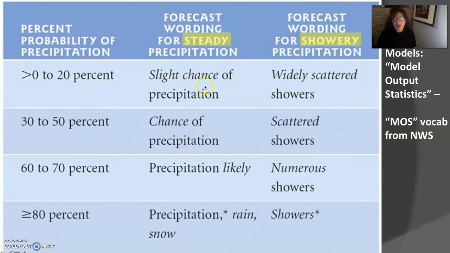So this gives you a little bit of information about the wording that the National Weather Service uses. You could look over this in figure 9.9-2 in your text. It really helps you understand the difference between scattered showers and chance of precipitation and precipitation likely, what that really means in terms of steady precipitation and showery precipitation. It's worth looking over.